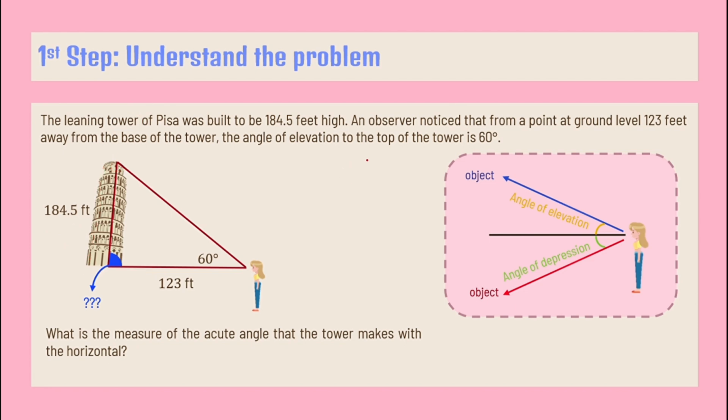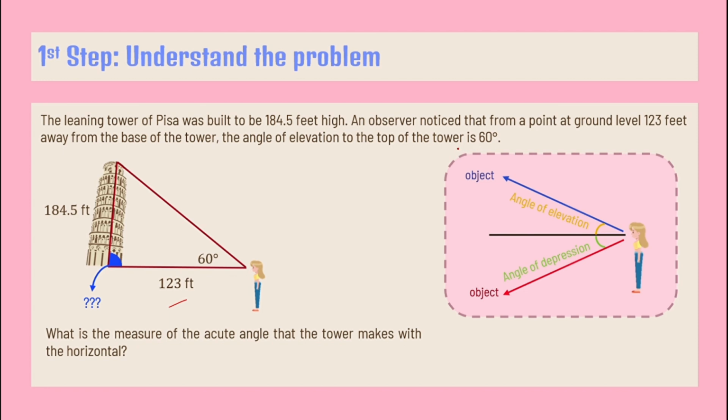The next sentence, an observer noticed that from a point at ground level 123 feet away from the base of the tower. So, there's an observer and the distance between an observer and the tower is 123 feet. And from that point, the angle of elevation to the top of the tower is 60 degrees.